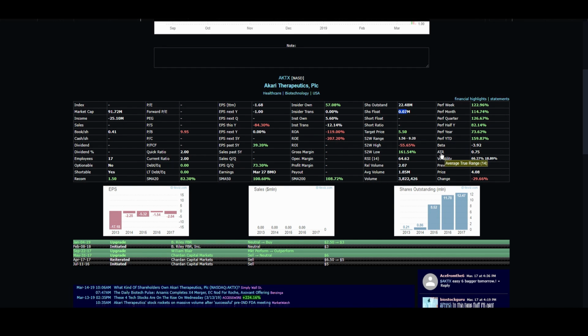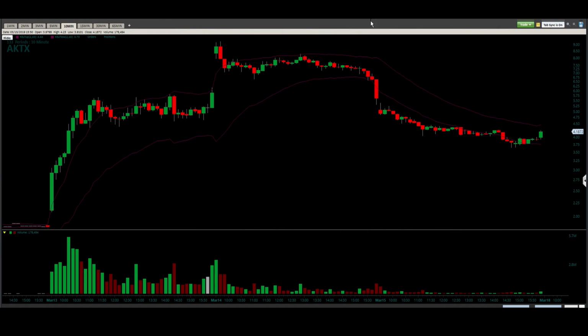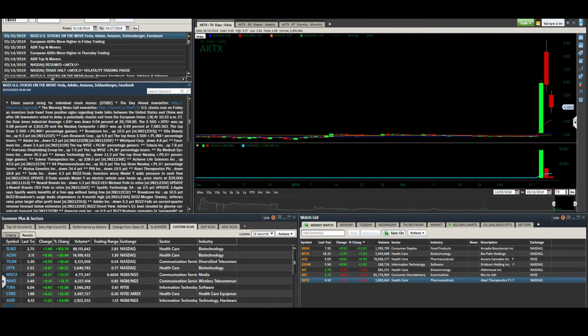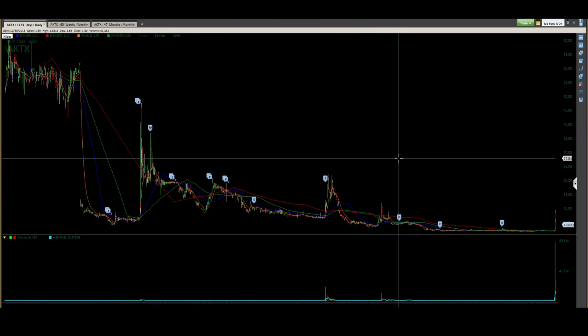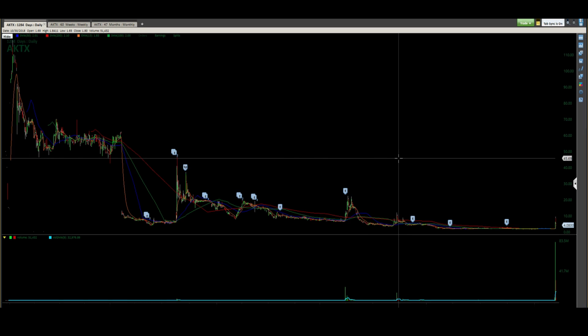So if I go back into FinViz, I see that it has an average true range of 75 cents. That's pretty good. Now let's go over to the charts. I always start by looking at the bigger time frame and work my way down. If I pull up the daily here and zoom out, I can see that this is just a real piece of crap stock.